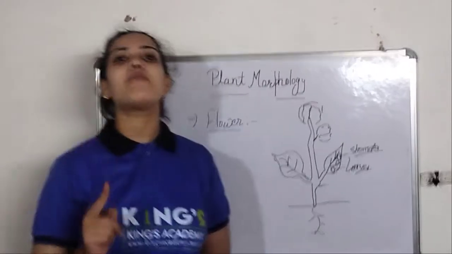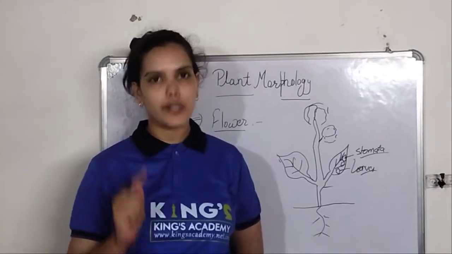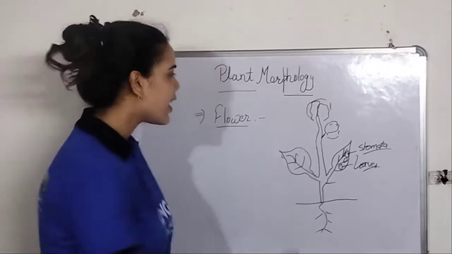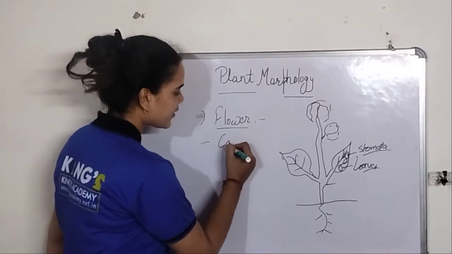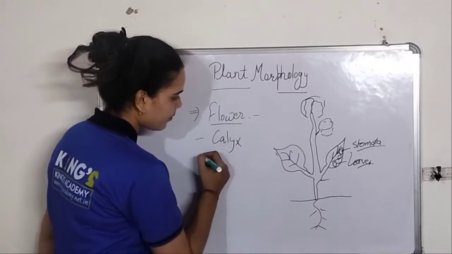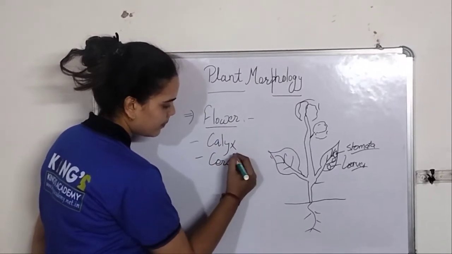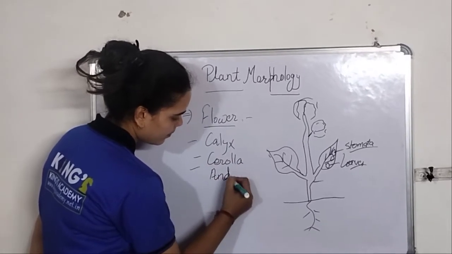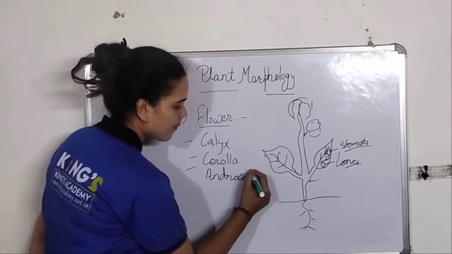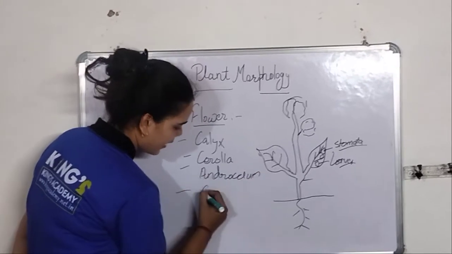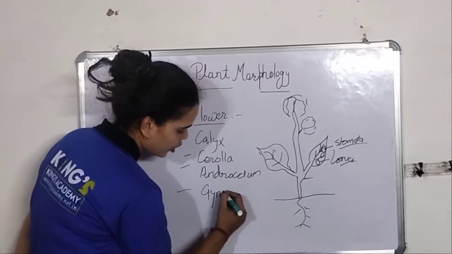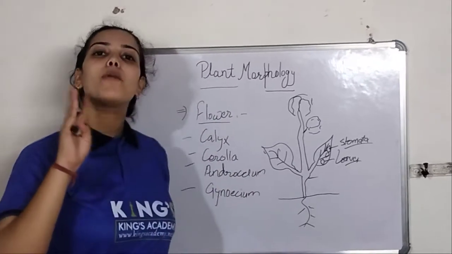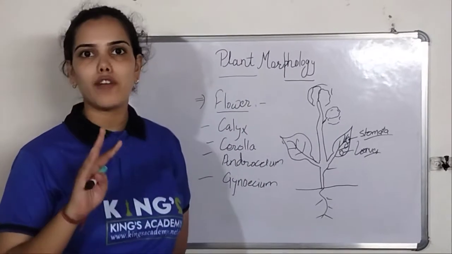Flower is that part of the plant which helps in reproduction. Flower is basically divided into four parts known as calyx, corolla, androecium, and gynoecium. These are the four main basic parts of the flower.